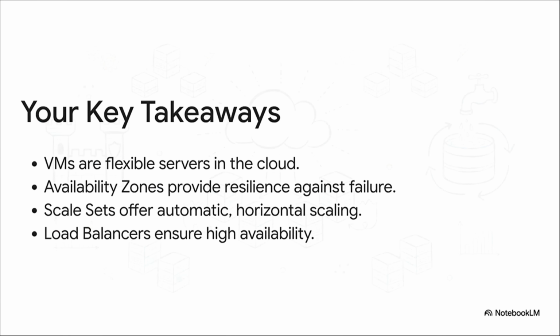So let's lock in the key takeaways from all this. First, virtual machines are your flexible, on-demand service in the cloud. Second, availability zones are your insurance policy against data center failure. Third, scale sets are your answer for handling unpredictable traffic automatically. And finally, load balancers tie it all together to create a high-performance, self-healing system.